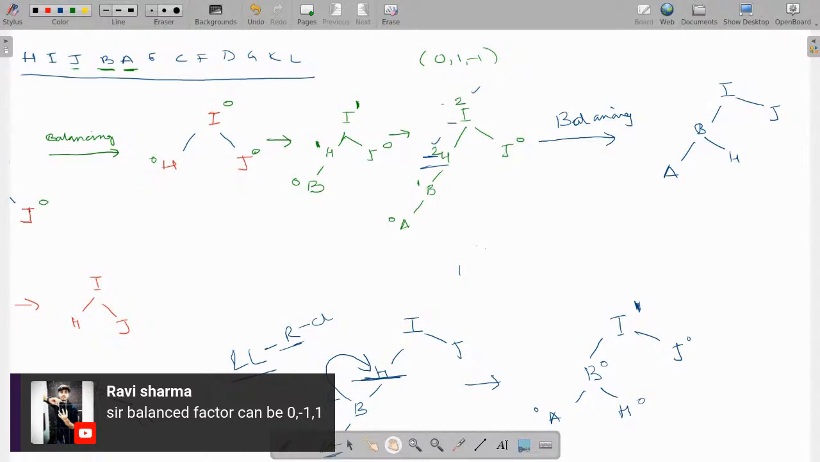So Ravi is asking, balance factor can be 0, -1 or 1. Yes, Ravi, the balance factors can be in the range of 0 and 1 in the absolute values. That means that 0, -1 and 1 is allowed. Okay. So this particular structure is allowed.